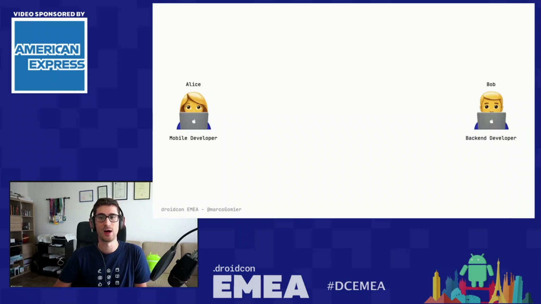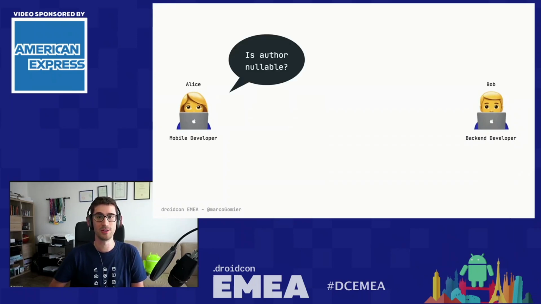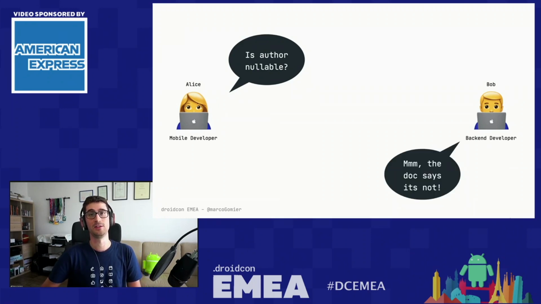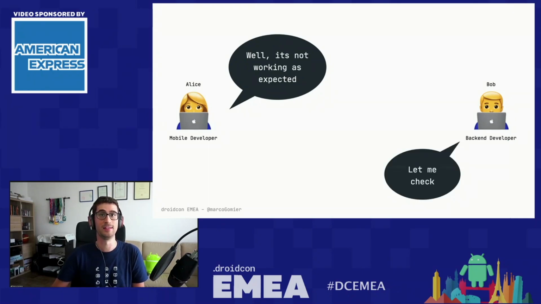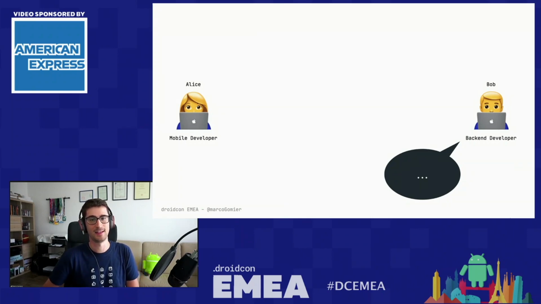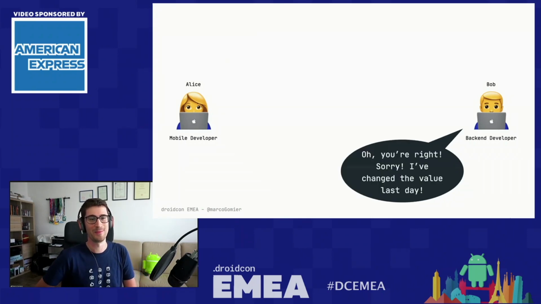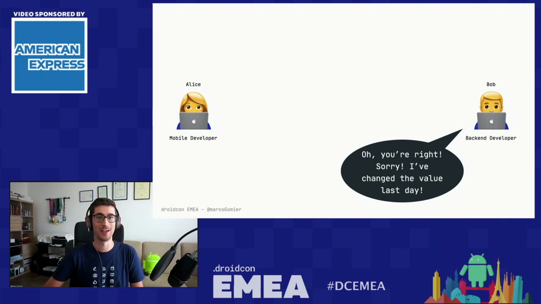So she decided to ask Bob, the backend developer, for some information. Bob says that the documentation says the author should not be nullable. But of course, things are not working as expected. So Bob decides to take a deeper look, and he finds out that, guess what, there was a problem in the backend, and the author is nullable.